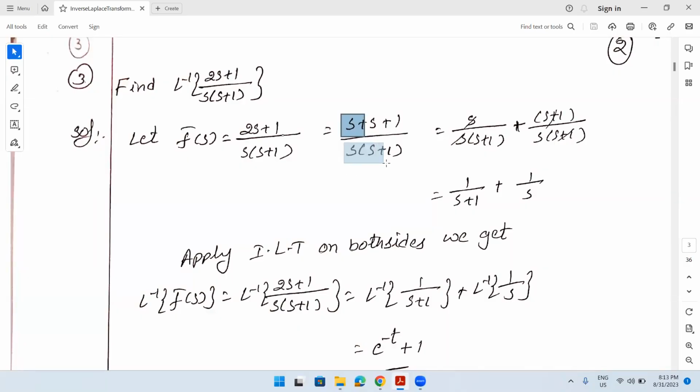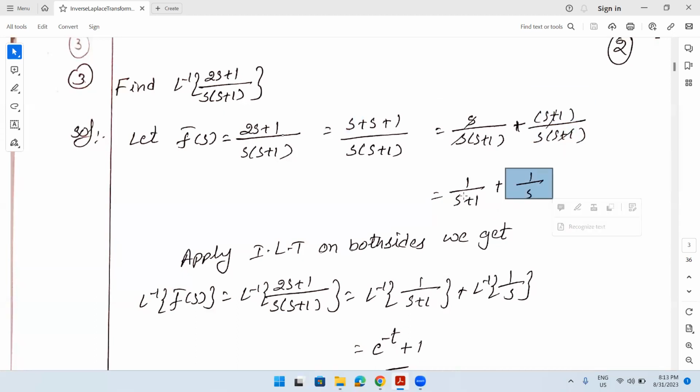So here, s by s into s plus 1. So we write it like s by s into s plus 1. Next, s plus 1 by s into s plus 1. So we write s plus 1 by s into s. Here we can cancel s and s, and s plus 1 and s plus 1. After cancelling s, we get 1 by s plus 1. After cancelling s plus 1, s plus 1, we get 1 by s.